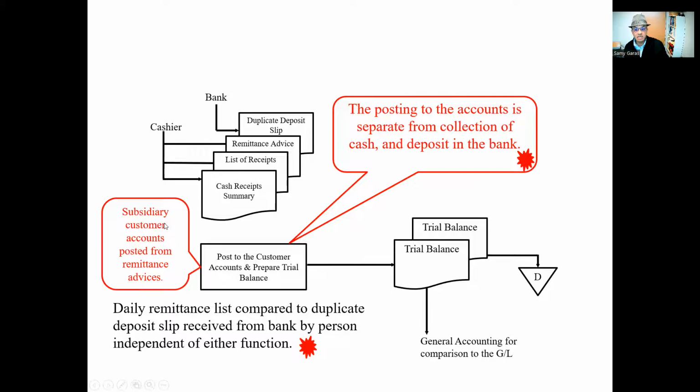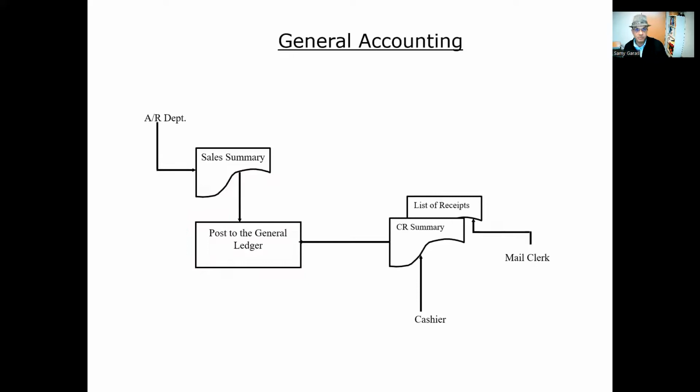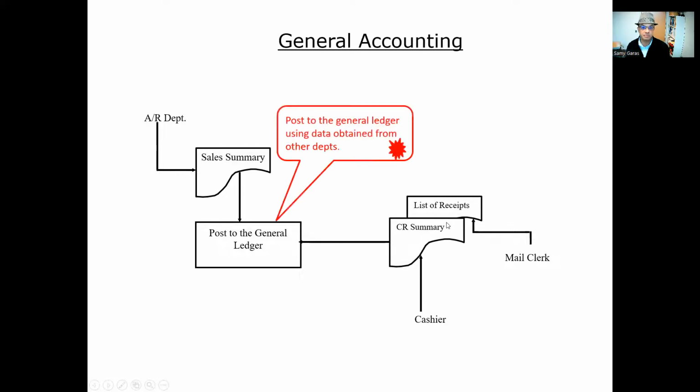The subsidiary customer accounts are posted from the remittance advice, and we make sure that the subsidiary accounts receivable are equal to the general accounts receivable, so we have matching between the two numbers. The general accounting, as I said here, we have the accounts receivable department. They make the sales summary and they post it to the general ledger, and then we make a list of receipts and the credit summary.